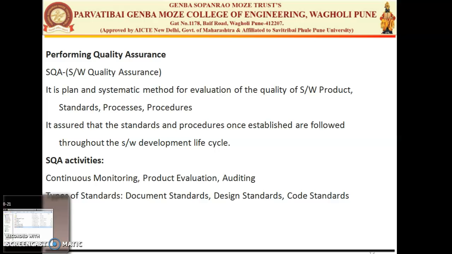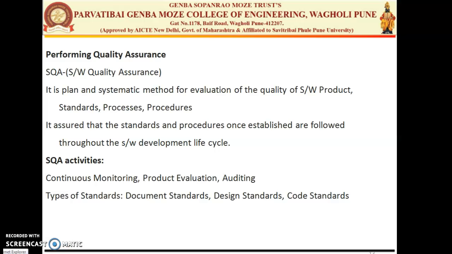So there are different types of standards in SQA. First is your documentation standard, then your design standard and code standard, and there are different activities in SQA. We can list them in 4 things. First is your continuous monitoring, second is your product evaluation, third is your auditing, and fourth is your procedure control, or we can say monitoring and controlling your procedures. So we'll see all this one by one.